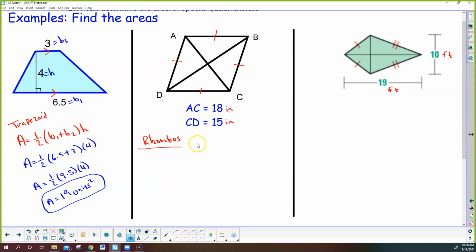So once I identify it's a rhombus, I'm going to do 1/2 diagonal 1 times diagonal 2. Now notice, they give us 2 numbers. That doesn't guarantee that it's diagonal 1 and diagonal 2. So we have to be very conscious of what we're talking about here. So they tell me that AC is 18. Well, that is a diagonal. Let's call that diagonal 1.